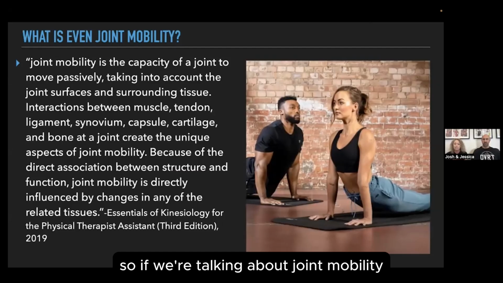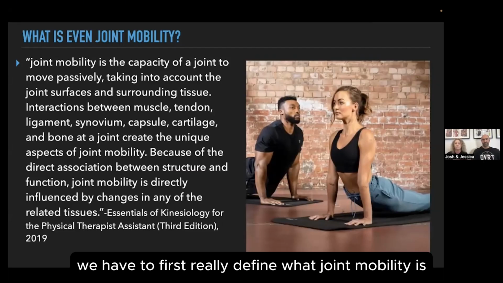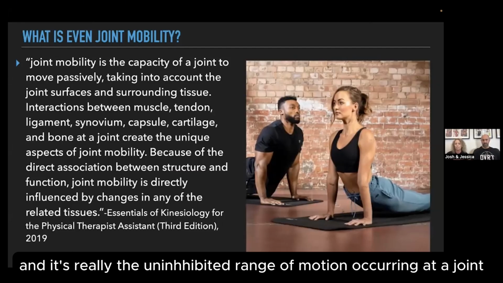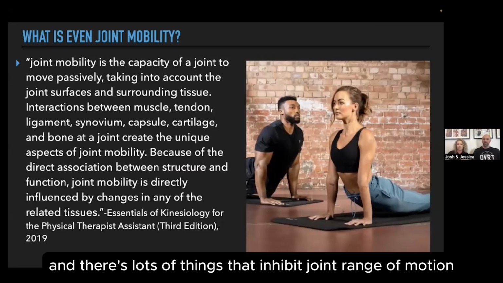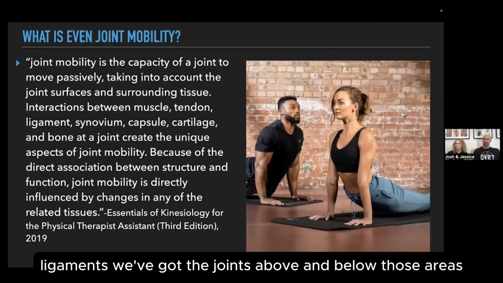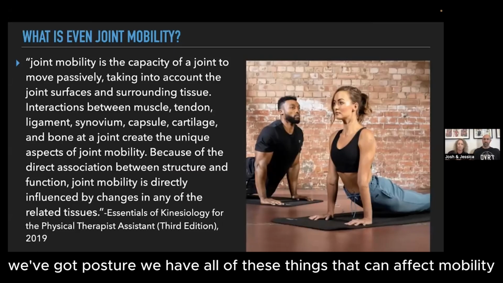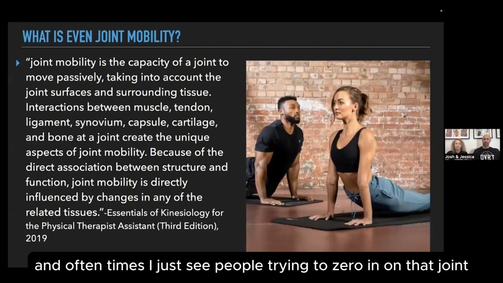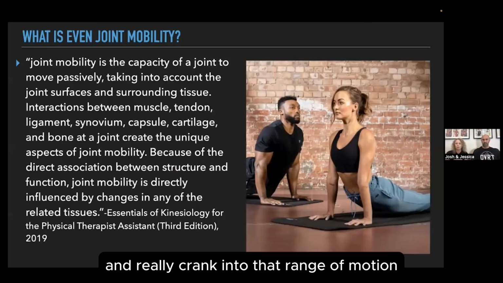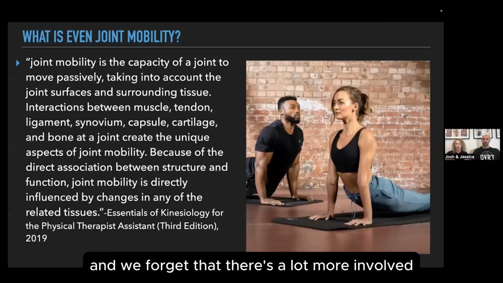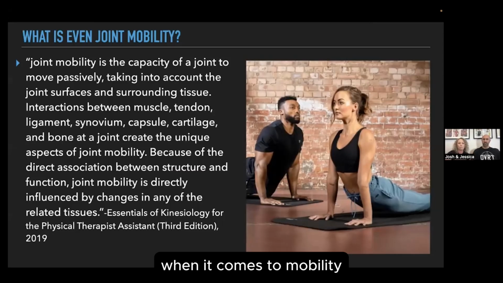So if we're talking about joint mobility, we first have to define what joint mobility is. It's really the uninhibited range of motion occurring at a joint. And there's lots of things that inhibit joint range of motion. We have muscles, tendons, ligaments. We've got the joints above and below those areas. We've got posture. We have all of these things that can affect mobility. And oftentimes I just see people trying to zero in on that joint and really crank into that range of motion. And we forget that there's a lot more involved when it comes to mobility.